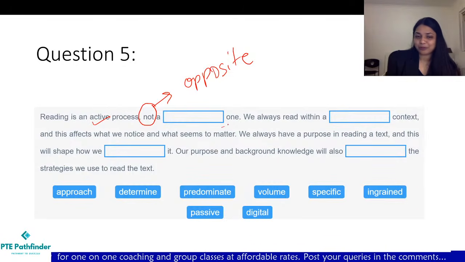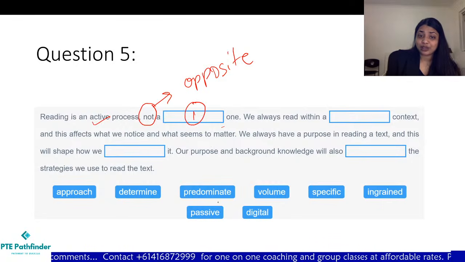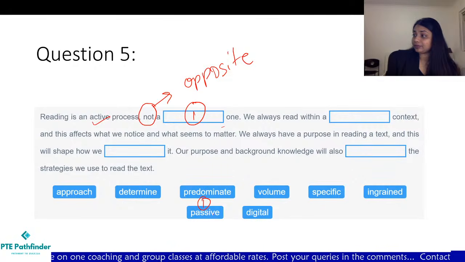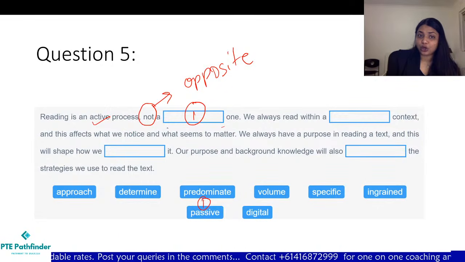Very good. Good work, Sneha. So we are looking at passive one, right? So we are looking at passive process. So for the first blank, we need passive. So that's your answer. Yep. So reading is an active process, not a passive one.